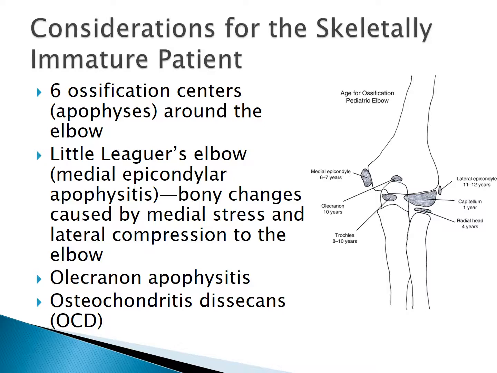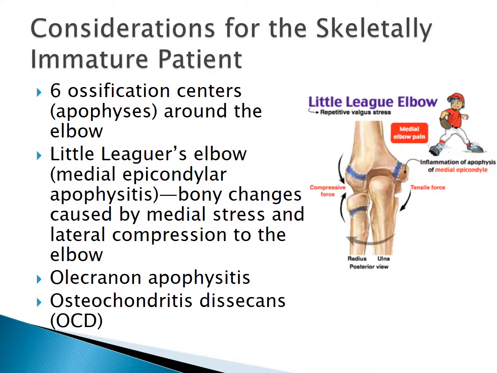In growing patients, these unfused or open areas are common sites of injury, particularly in athletes who take part in repetitive overhand throwing activities. Little leaguer's elbow, also known as medial epicondylar apophysitis, is a term that was popularized in the 1960s to describe the spectrum of bony changes at the elbow that are caused by medial stress and lateral compression to the elbow. The constant variables to this condition include throwing, elbow pain, and skeletally immature.